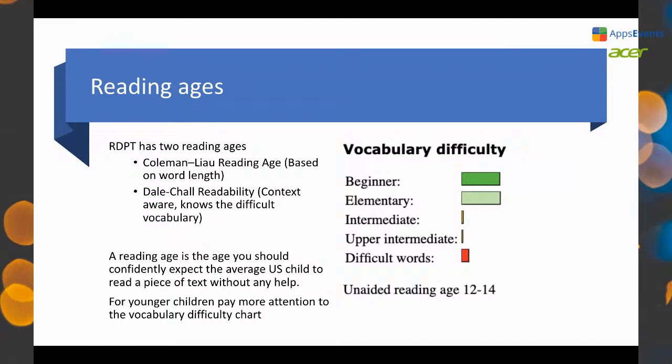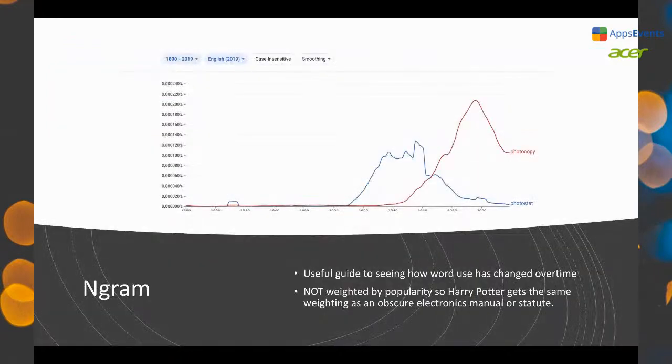Please remember, a reading age, according to both of these, is the age you would expect the average US child to read a piece of text without any help. So it is US-based research. For younger children, pay more attention to the vocabulary difficulty chart. Now, there is plenty of research which shows that within a year or two, US and UK are roughly the same. I would also stress this currently only works for English. I don't have the language skills to generate the list for other languages.